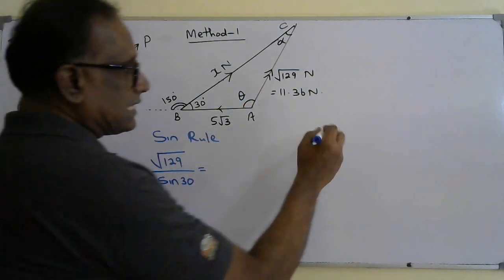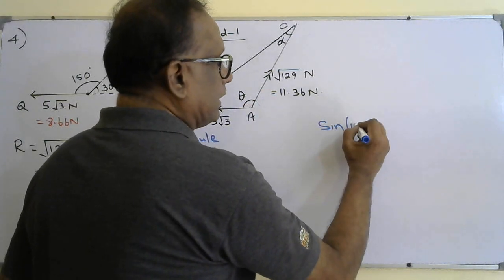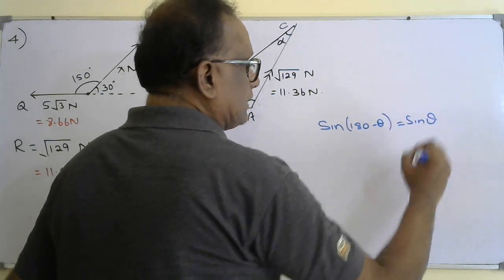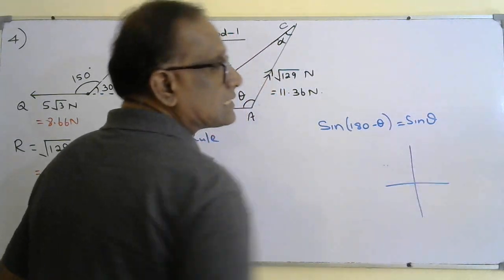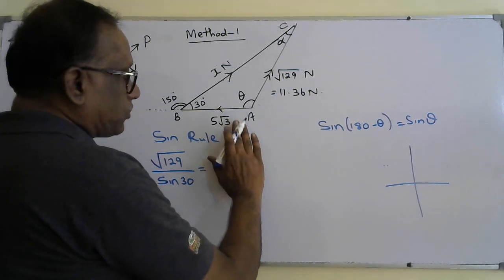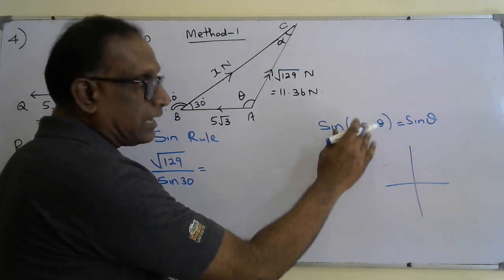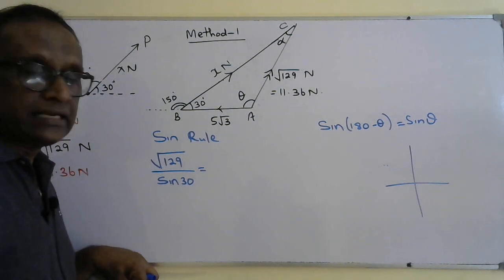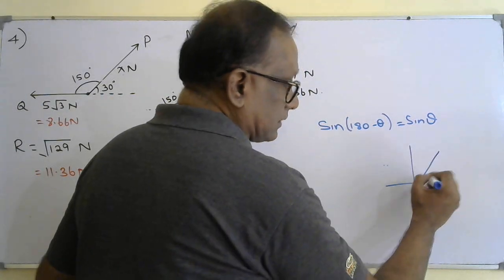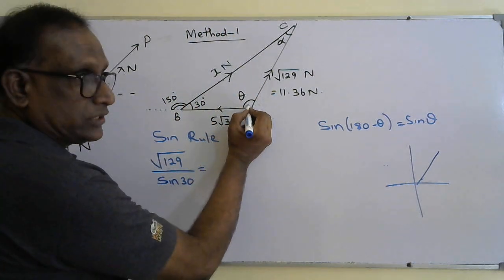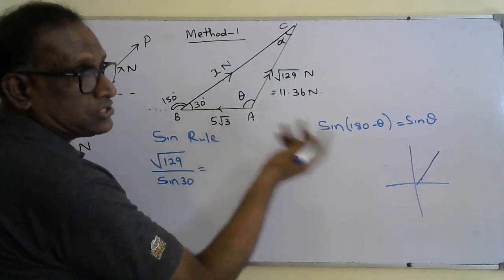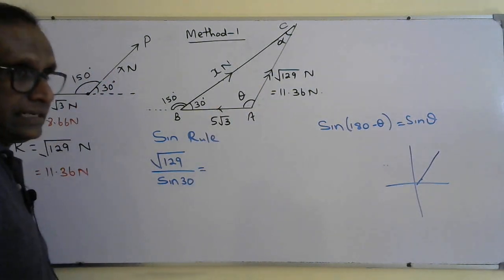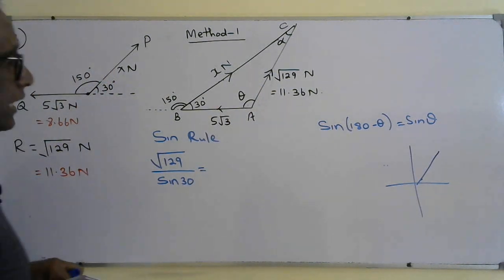The reason: sine of 180 minus theta is equal to sine theta. In the second quadrant, the sine value is positive. So when you solve it, you are going to get a positive value, and you will get the angle in the first quadrant if you put it in the calculator. But you know this angle is an obtuse angle. So you have to subtract it from 180 to get the actual angle theta. Or you can do it like this.